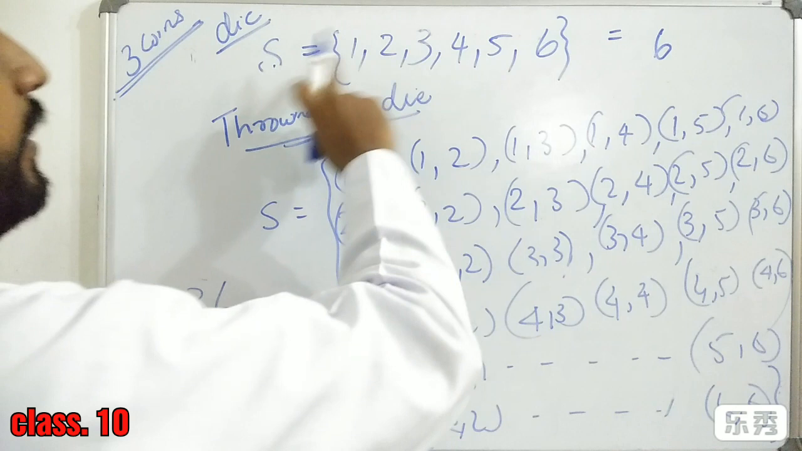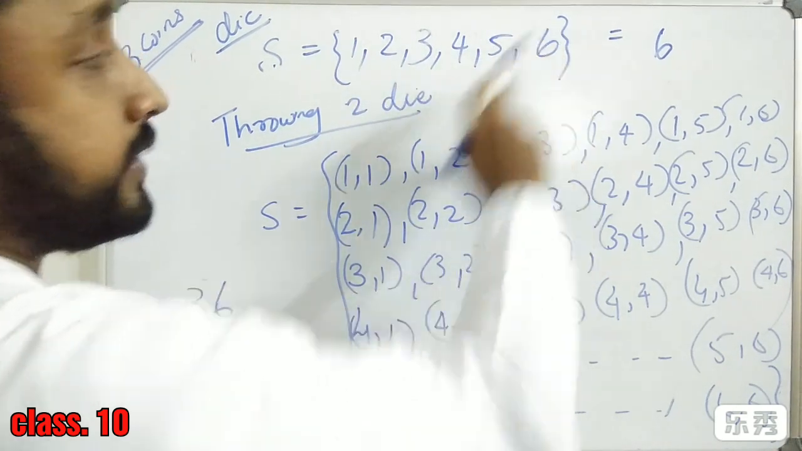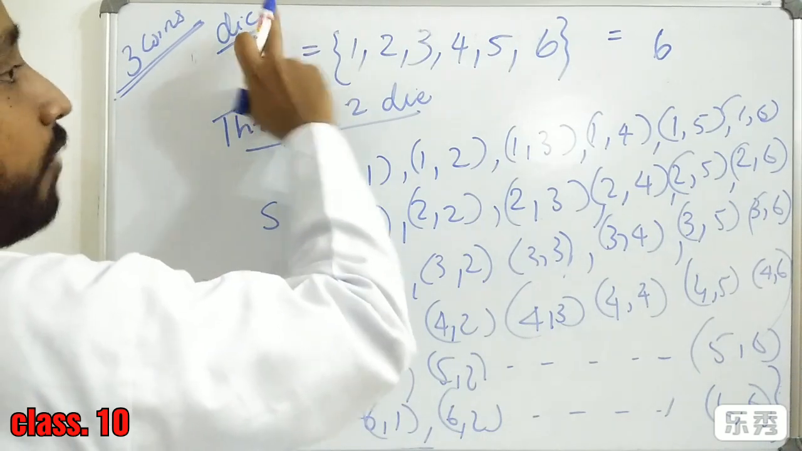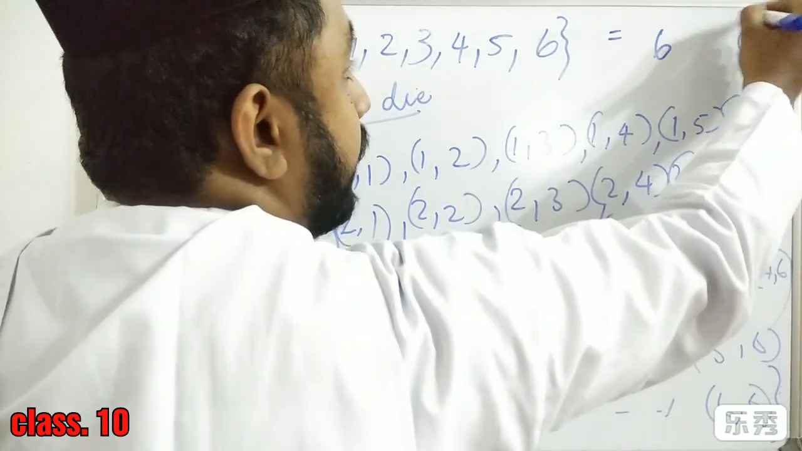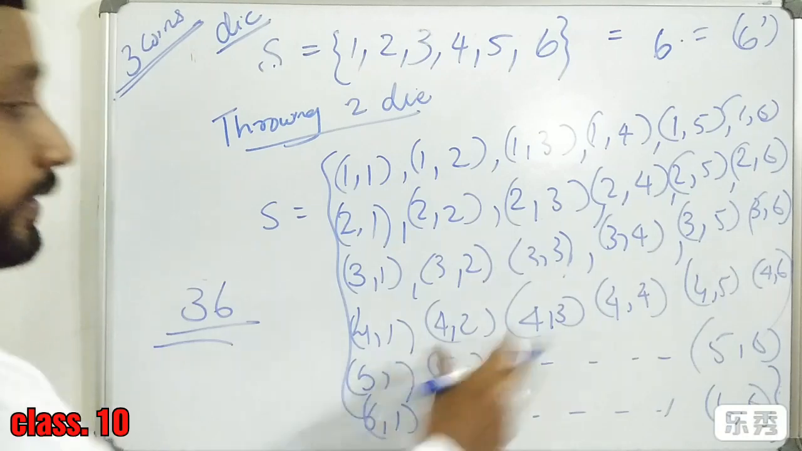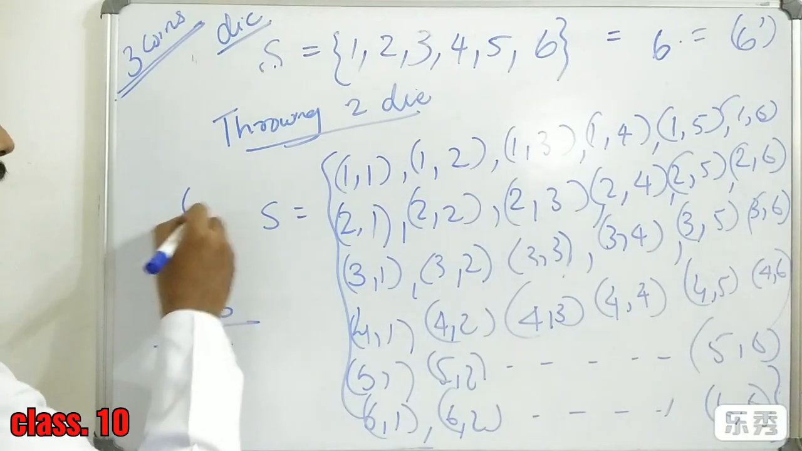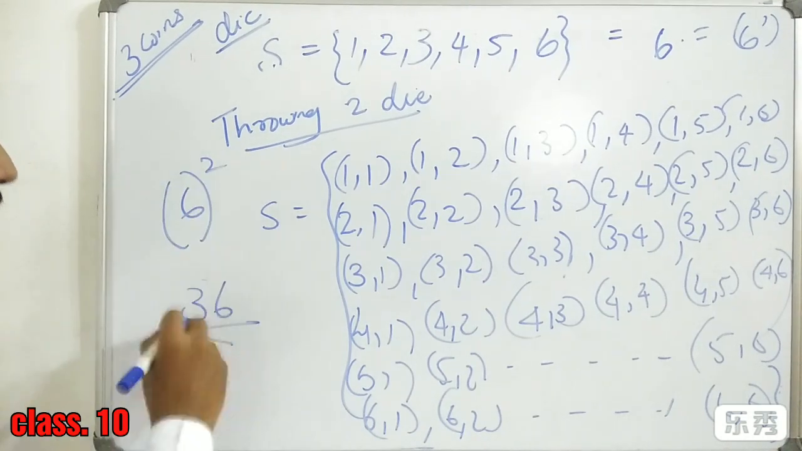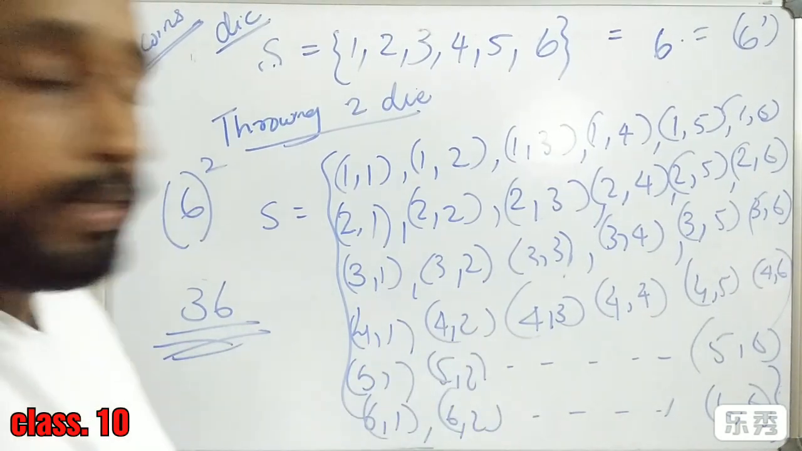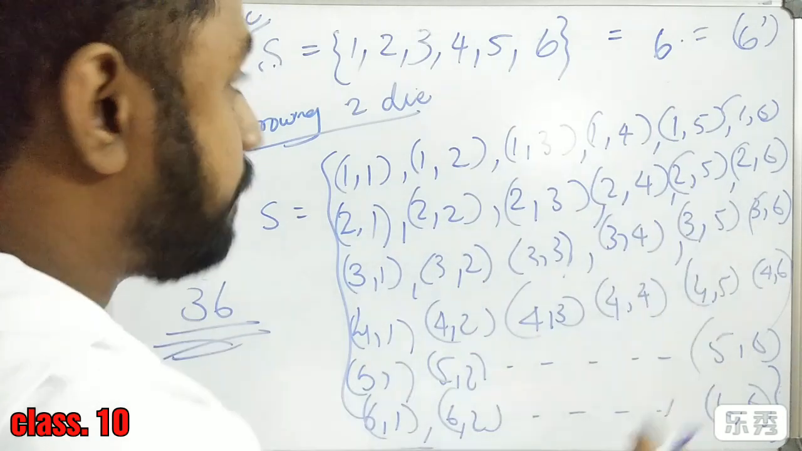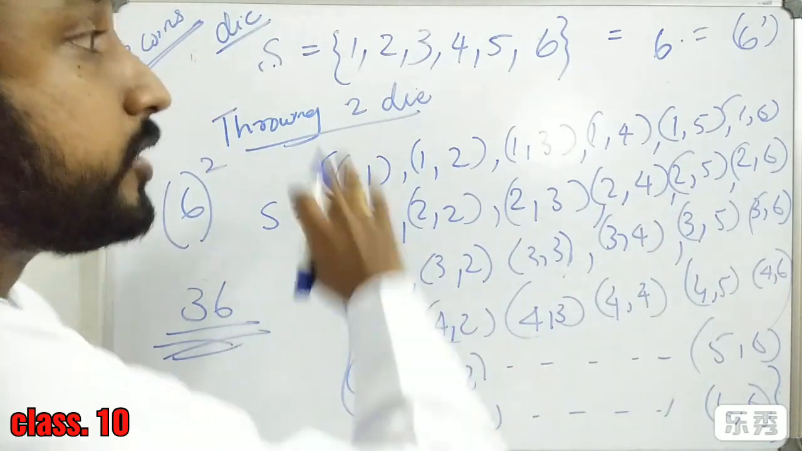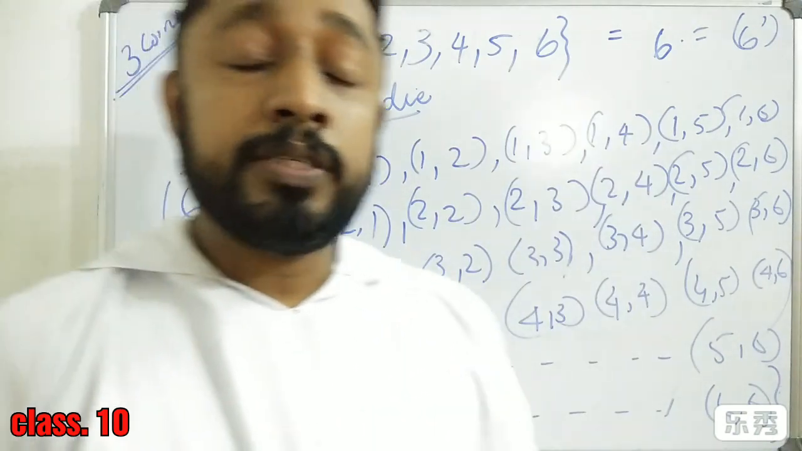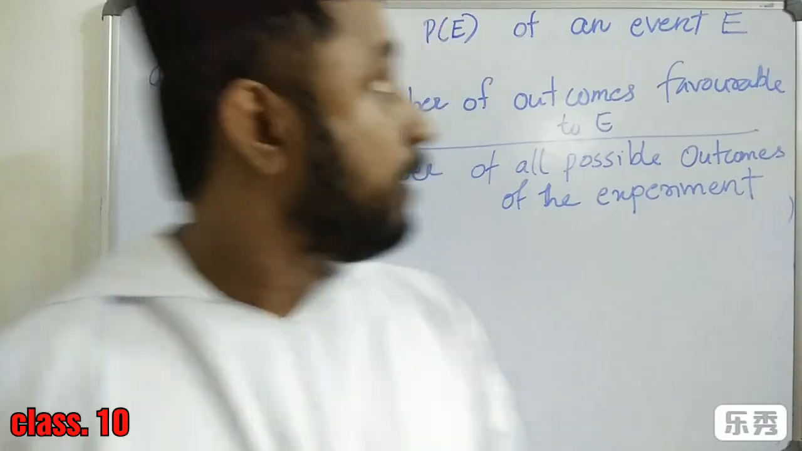In a die, 1 2 3 4 5 6 outcomes are there. So throwing a die one time, 6 raised to 1, we get 6. Here 36 outcomes are there, so for a die 6 outcomes are there. Throwing 2 times means 6 raised to 2, that is 36 outcomes. So this is the sample space of throwing 2 dice. The set of all outcomes of an experiment is known as the sample space.